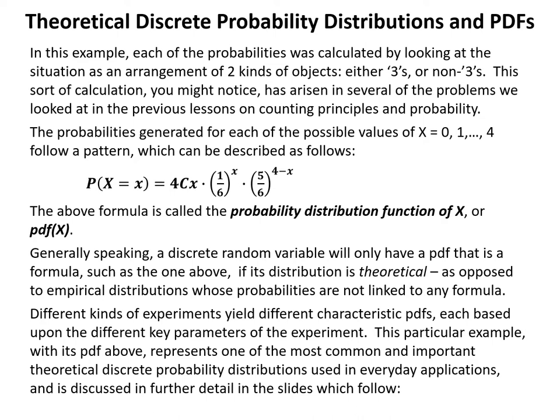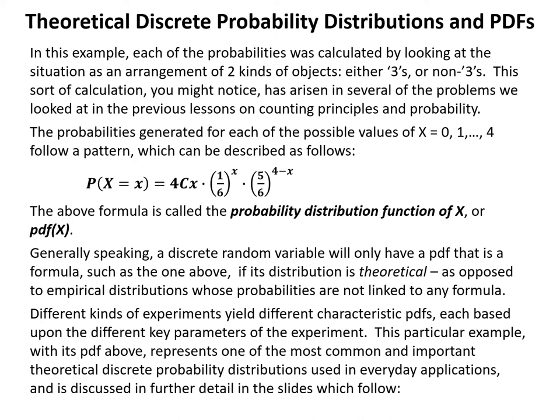In other words, we saw that the probability of x equaling each particular value of x, little x, is simply equal to 4 choose little x times 1 over 6 to the x times 5 over 6 to the 4 minus x. The above formula is called the probability distribution function of x, or the PDF of x, for this particular type of problem.